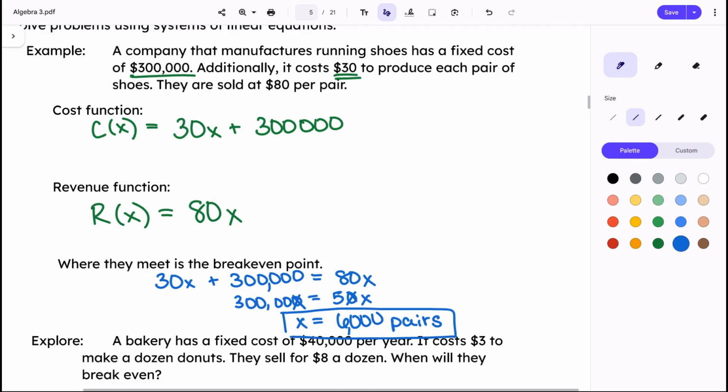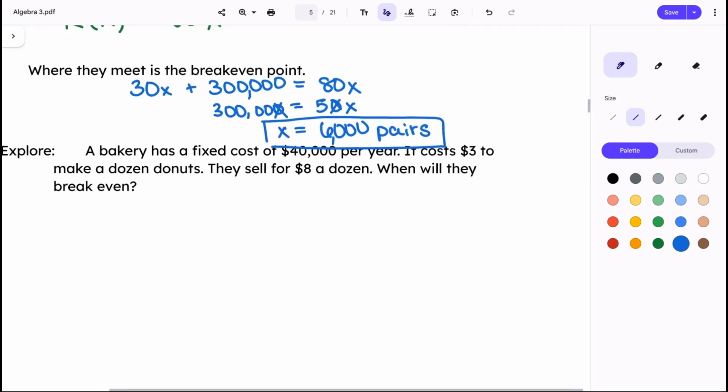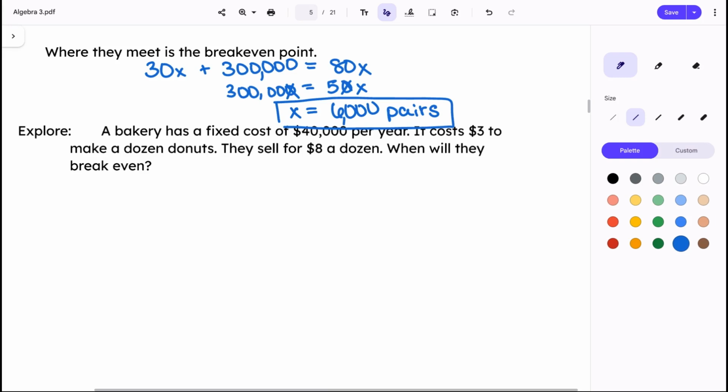Okay, so I would like you guys to read the next one. It's very similar. I want you to find this company's break even on selling donuts.